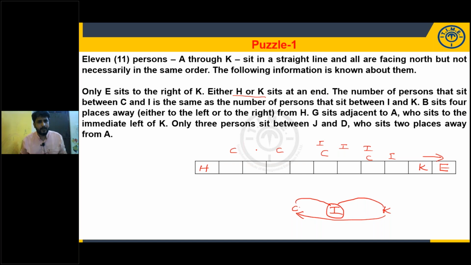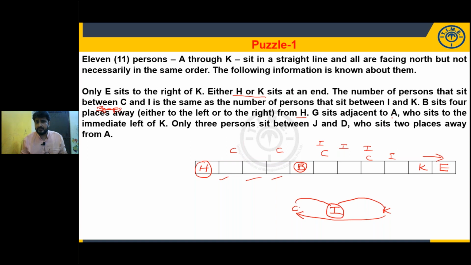B sits 4 places away. 4 places away is nothing but there should be how many gaps? 3 gaps, either to the left or to the right. From whom? H. H is already in the arrangement. So 3 gaps, 1, 2, 3 gaps, and here should be whom? B. So B is also fixed.